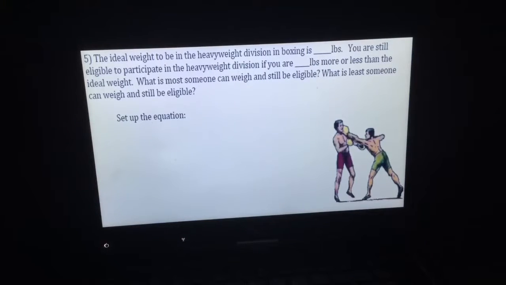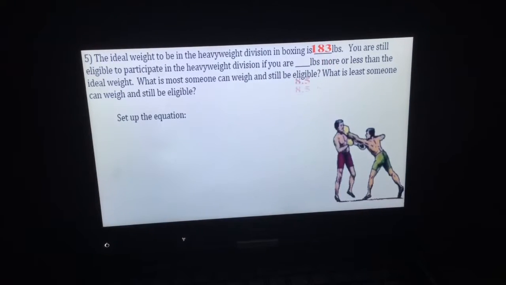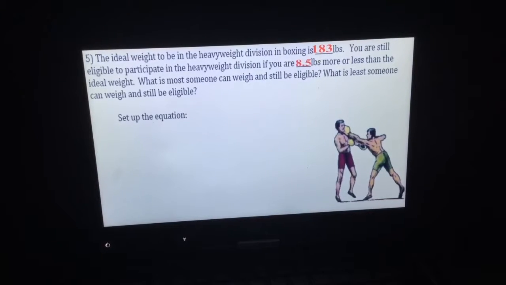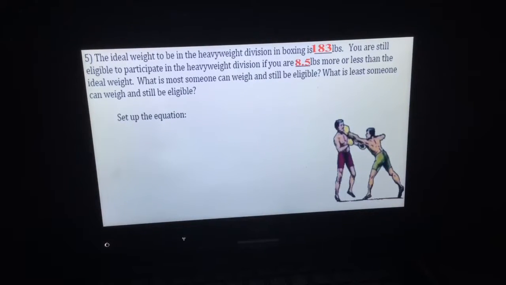All right, guys, so here's number 5. Now what's missing in number 5 is the number 183 and the number 8.5. Now you guys can go ahead and read this carefully, set up the equation, solve it, and identify the maximum and minimum. Go ahead and do that right now.